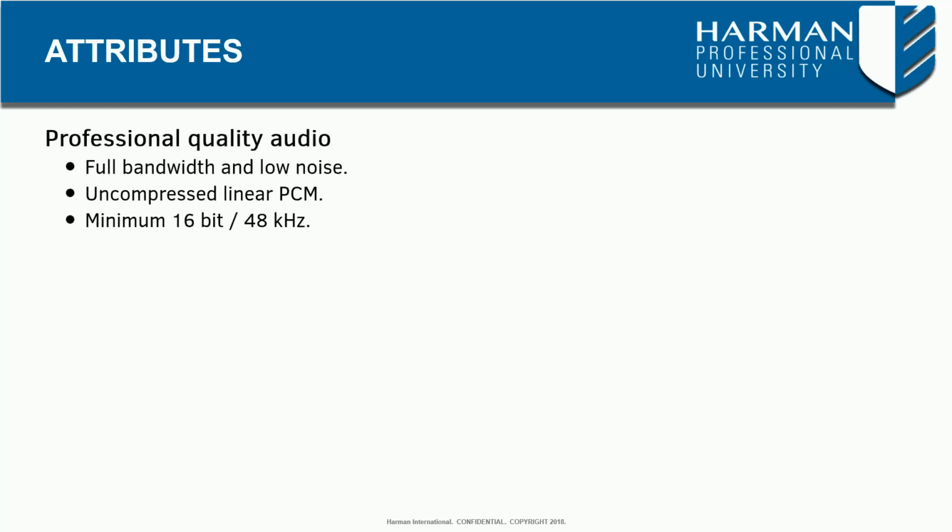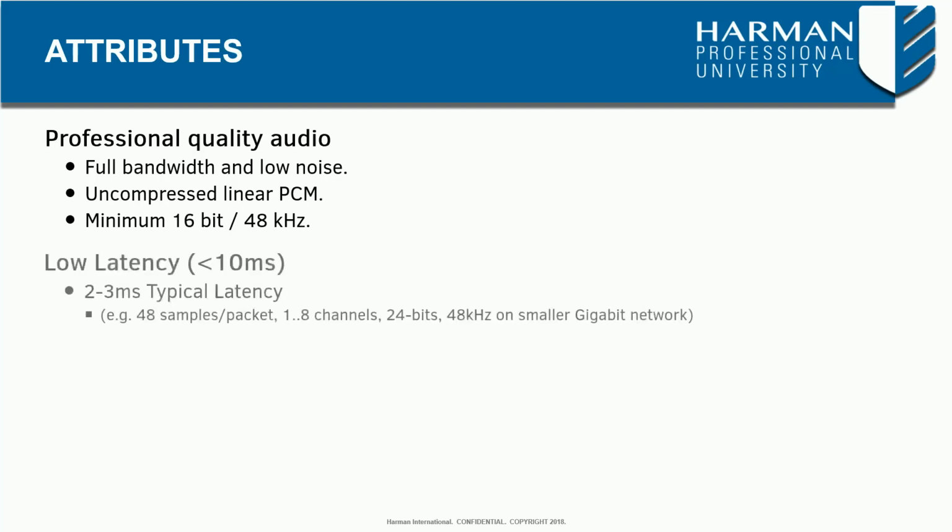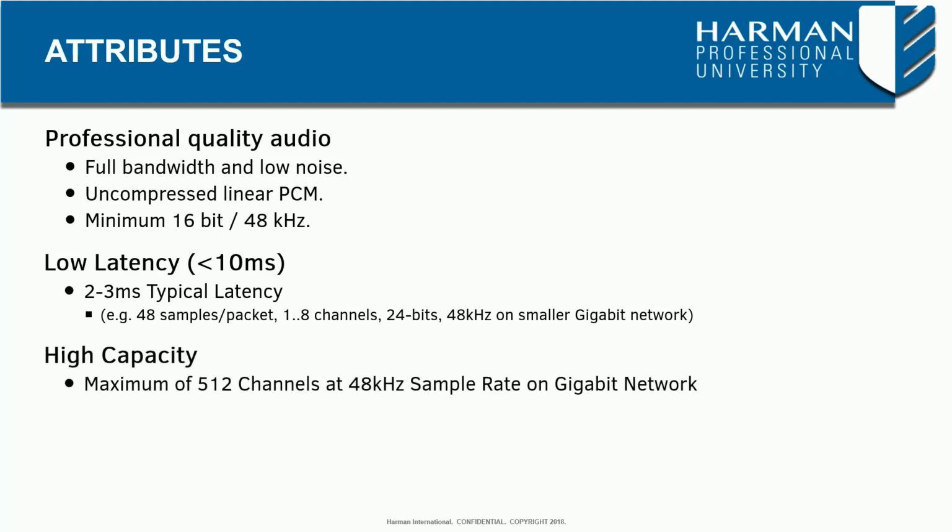When considering the attributes of AES67, first and foremost, we find that it supports professional quality audio, meaning we can expect full bandwidth and low noise, uncompressed linear PCM audio with a minimum resolution of 16 bits at 48,000 Hz. Secondly, AES67 targets to keep latency below 10 milliseconds as necessitated when considering latency thresholds for same room presentation systems and sound reinforcement. Typical latency can measure at 2 to 3 milliseconds, however, this is not a guarantee. The third attribute of AES67 to consider is its high capacity channel count. Up to 512 channels at a sampling rate of 48,000 Hz can be supported across a gigabit network.